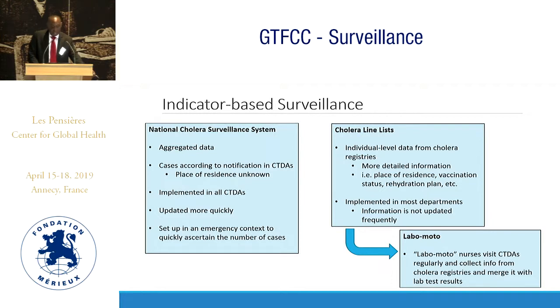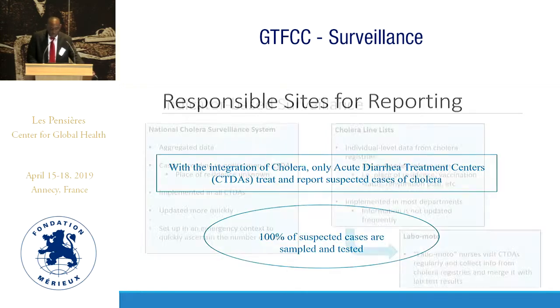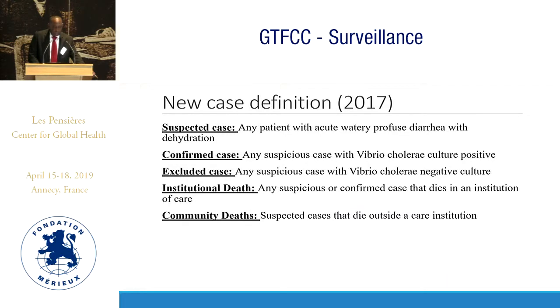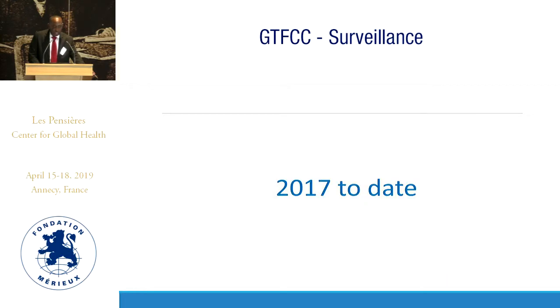Cholera line lists: individual-level data from cholera registries, with more information, place of residence, vaccination status, rehydration plan, etc. In most departments the information is now not updated. We also have the laboratory component that Severin will talk about. New cases, definition in the mean.